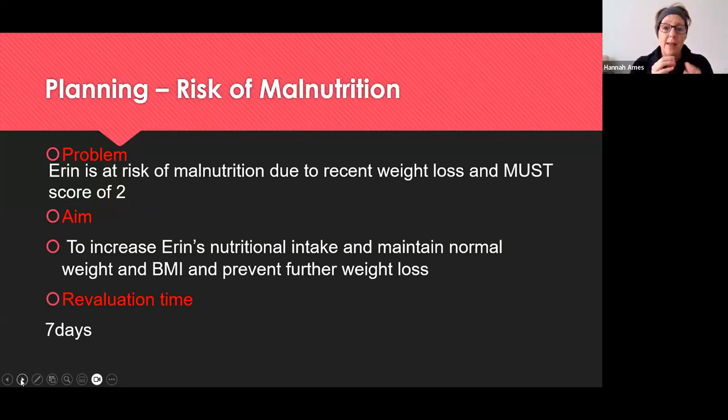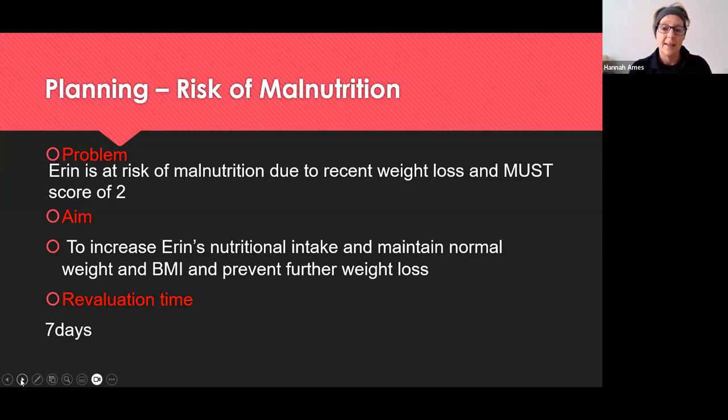So care planning, so you absolutely want to write a risk of malnutrition care plan here. It's what is expected because you've got a high risk score of 2 and you've got your MUST. So I'm going to go through briefly what that care plan could look like. So your problem would be, for example, Erin is at risk of malnutrition due to recent weight loss and a MUST score of 2. So I'm using that MUST score that I've got from my assessment station into my planning. My aim is going to be to increase Erin's nutritional intake, maintain a normal weight and BMI, and to prevent further weight loss. Re-evaluation time is going to be 7 days.